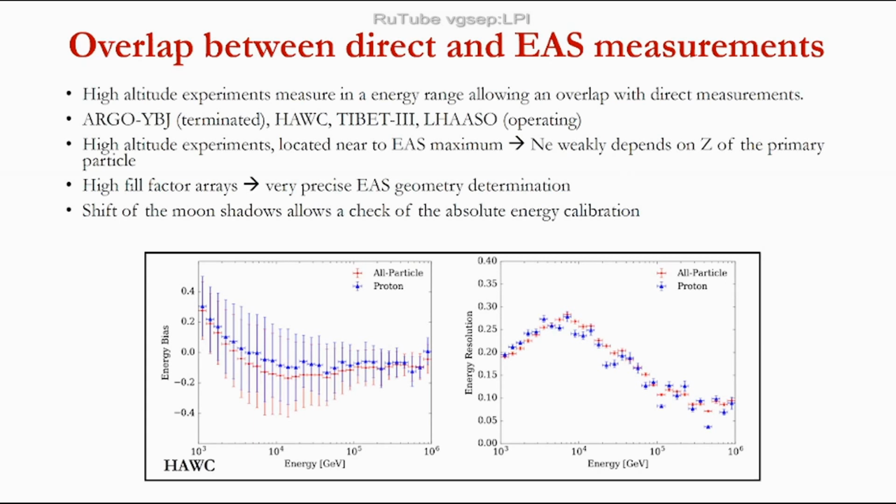Leaving the measurements we can obtain from direct experiments, we can go to the energy range where we have an overlap between direct and indirect cosmic ray measurements. So where we have an overlap between the satellite and the ISS experiments and those measuring extensive air showers from the ground. And this overlap is mainly due to high altitude experiments that can measure showers near the maximum development and can reach lower and lower energy thresholds for the study of the cosmic ray spectrum.